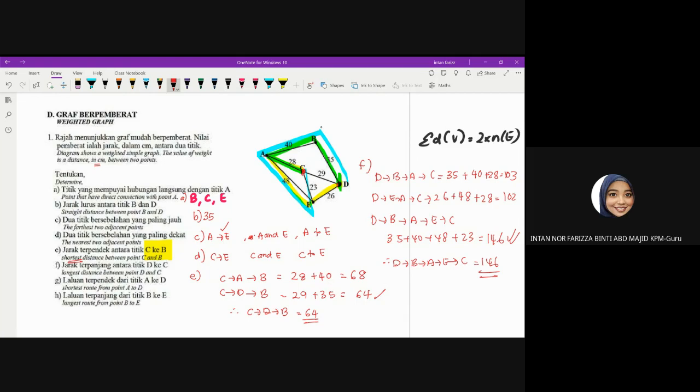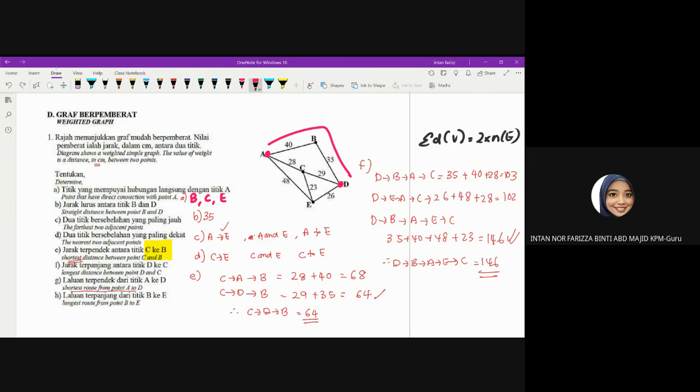Next, for G, they ask you for the shortest route from A to D. I'm going to erase all this. You can scribble but use a pencil so that you can erase. So, shortest route from A to D. This is my A, this is my D. Shortest route, which one do you guess? If we take this one, there will be 75 already. If I take this one, also 70 plus already. So we don't want that.